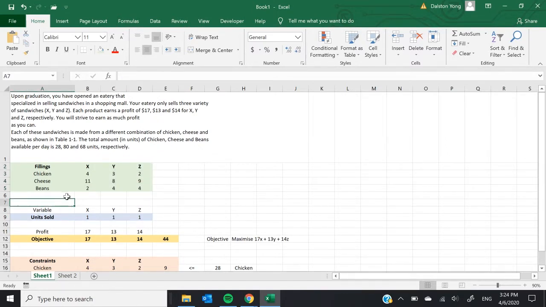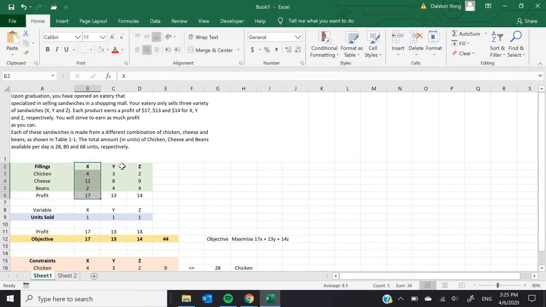In the question, they also provide us the profit. So let's just put it into the table as well: 17, 13, and 14. You don't have to put it into the table, but I personally like putting it in the table because it gives you a clearer vision of what's happening. So that is that for per sandwich: what are the ingredients we need?